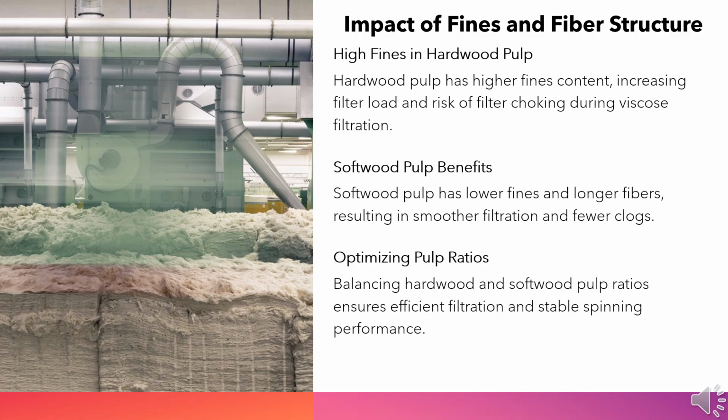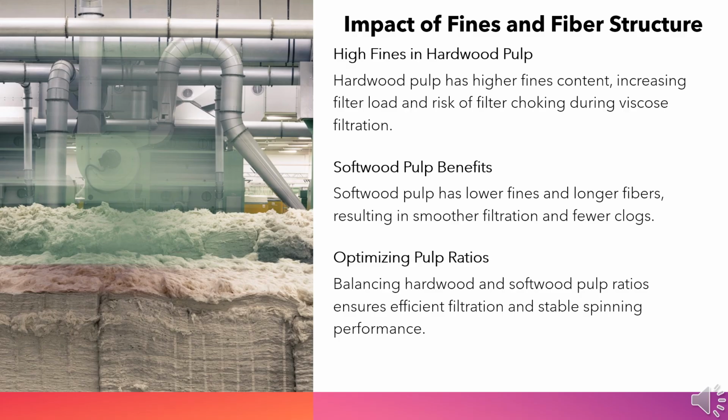Hardwood pulp generally contains higher fines content, which increases filter load and raises the risk of filter choking during viscose filtration. This can lead to pressure buildup, reduced throughput, and the need for frequent filter changes. Conversely, softwood pulp, with its lower fines content and longer fibers, offers superior filtration behavior, resulting in fewer clogs and smoother filtration cycles. This property is especially important for maintaining steady plant operation and avoiding downtime.